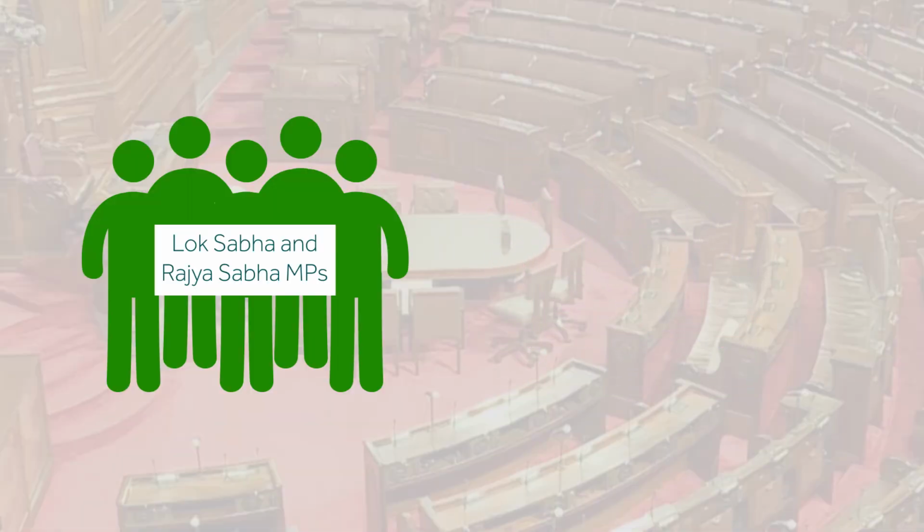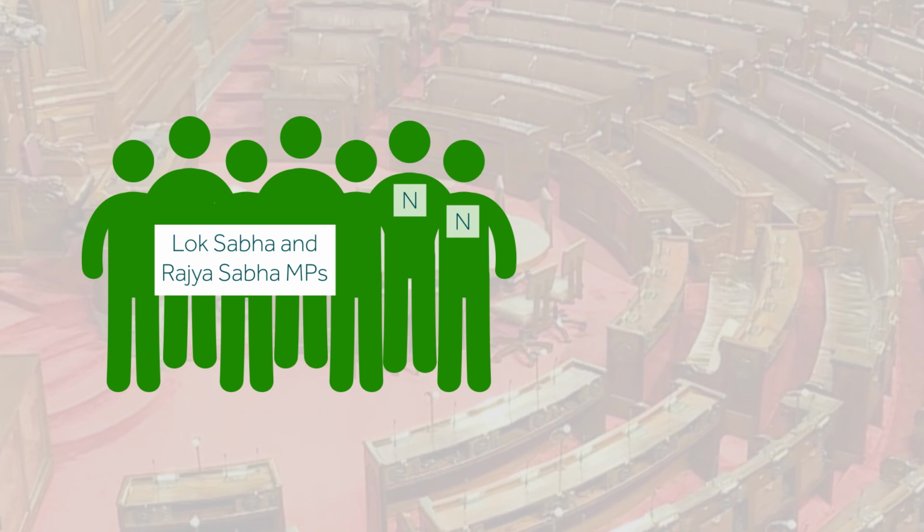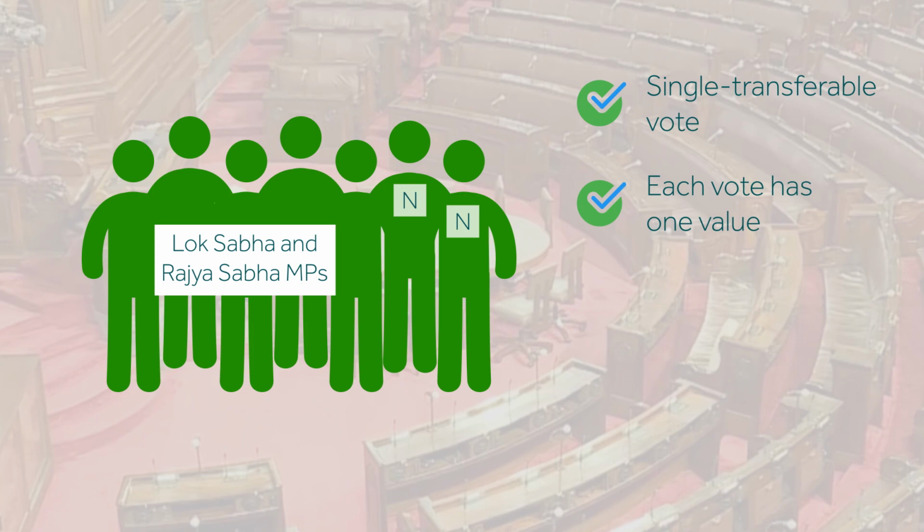The president and the vice president are elected separately. The election of the vice president is much more straightforward. MLAs do not vote for the vice president. Instead, members of parliament of both houses, including nominated members, vote for the vice president through the single transferable vote system. The value of each MP's vote is 1.